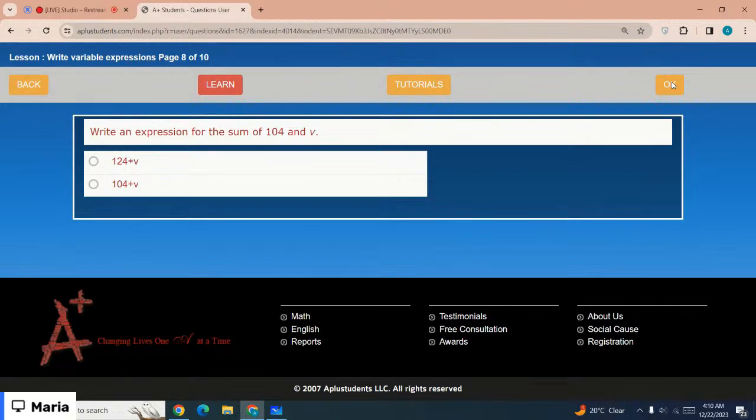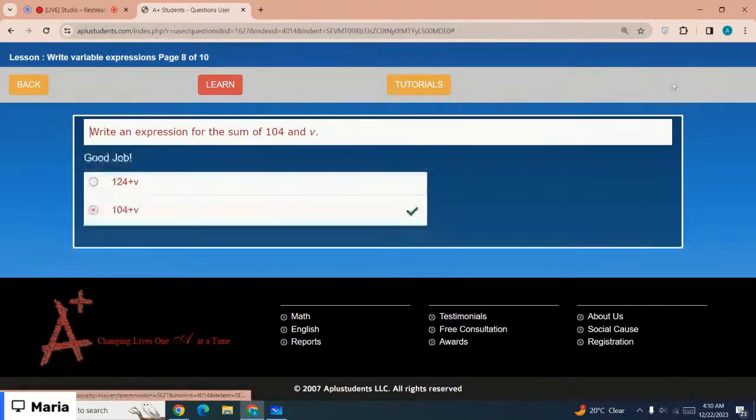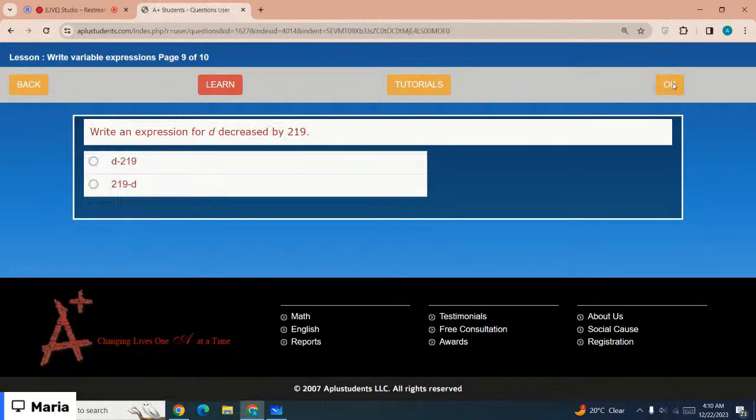The correct option is you need to add 104 plus V. That is option number 2. Very good. The next one is write an expression for D decreased by 219. So which is the correct option?